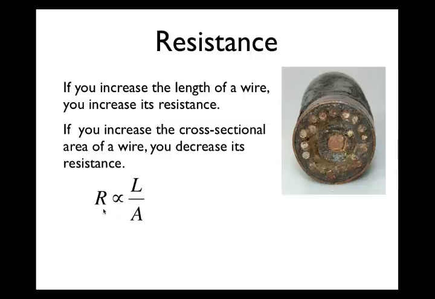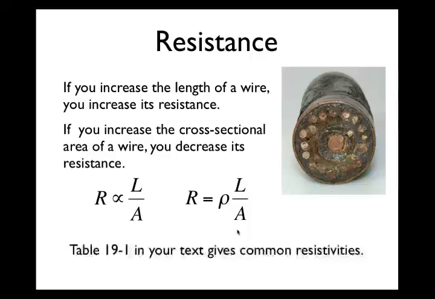As we do in so many other places in physics, once we've established the physical parameters that relate to resistance, the way we turn this into a mathematical equality and make the units work out is we introduce a constant. This constant, using the Greek letter rho, is called the resistivity of the material, and different materials have different amounts of resistance and hence different resistivities.